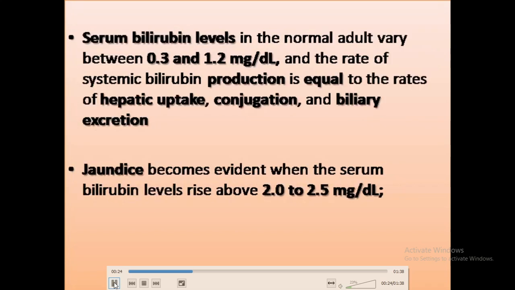Serum bilirubin levels in a normal adult vary between 0.3 and 1.2 milligram per deciliter, and the rate of systemic bilirubin production is equal to hepatic uptake, conjugation, and biliary excretion. Jaundice becomes evident when the serum bilirubin level goes above 2 to 2.5 milligram per deciliter. So up to 1.2 milligram per deciliter is normal, and jaundice becomes evident at about 2 to 2.5 milligram per deciliter.